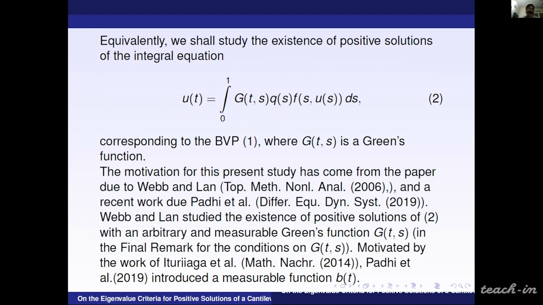So that's what I said earlier. The motivation for this present work has come from the paper due to Webb and Lan, published in 2006 in Topological Methods in Nonlinear Analysis, one of the best papers I have seen on this. And a recent work by me, John Graef, and others, published in Differential Equations and Dynamical Systems in 2000.